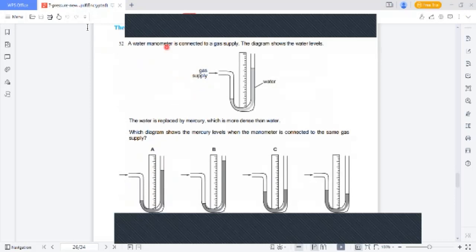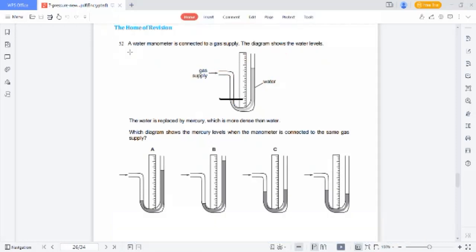Question 52. A water manometer is connected to a gas supply. Here is the manometer and it is connected to the gas supply. The diagram shows the water level. Okay, so this is the liquid level.